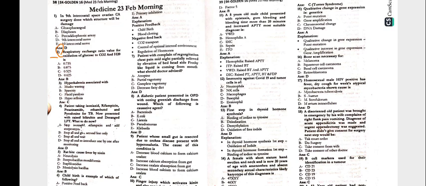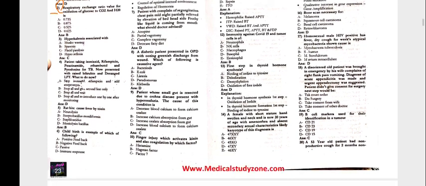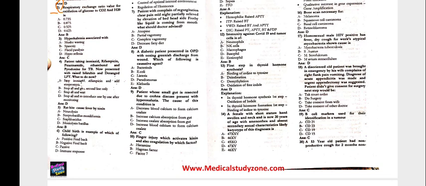Question number 2, respiratory exchange ratio value for the oxidation of glucose to carbon dioxide and water is 0.8. Question number 3, hyperkalemia is associated with flaccid paralysis.